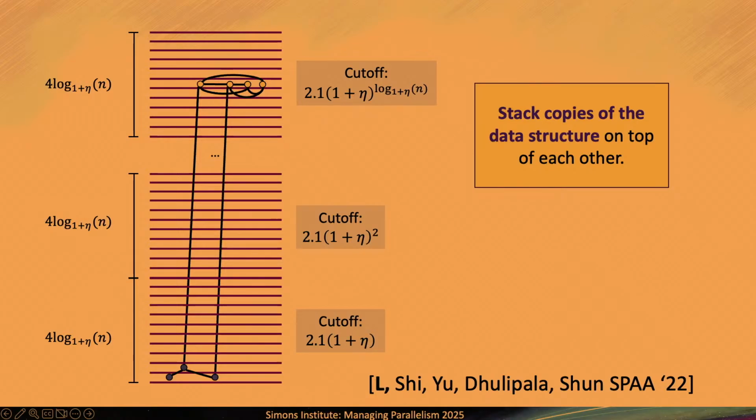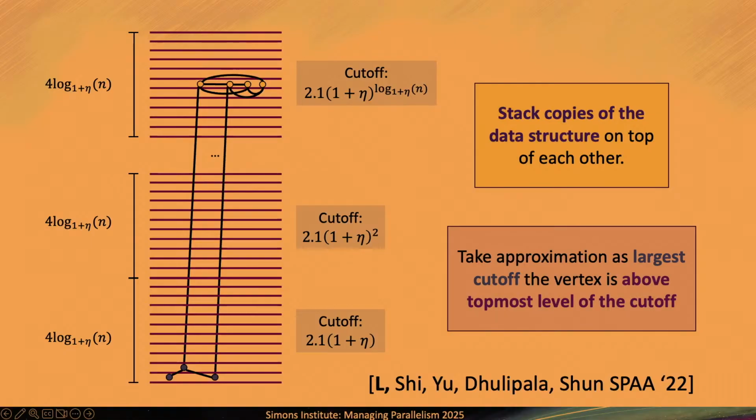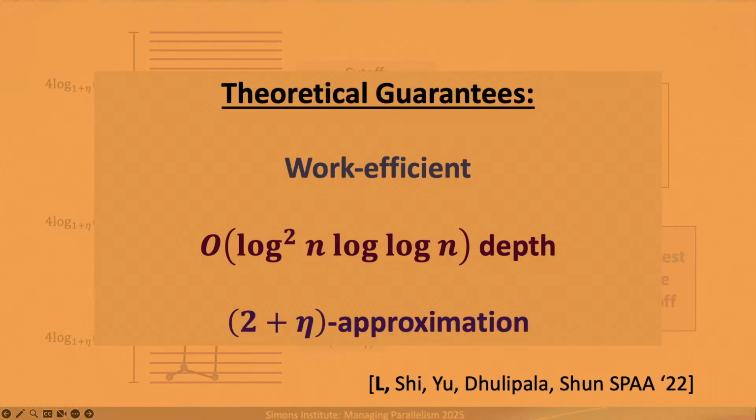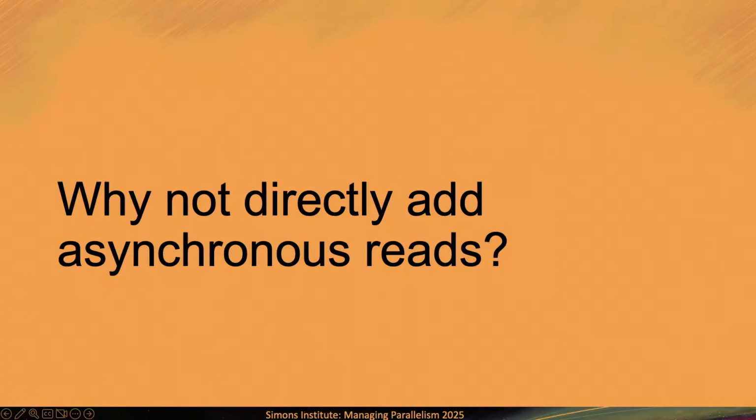Okay? And then your final approximation is the largest cutoff where the vertex is above the topmost level of that cutoff. Okay, so here are some previous theoretical guarantees. It's work efficient, so it's best. It takes an amount of work that's asymptotically the same as the best known sequential dynamic algorithm, and it has polylog depth. So the question here is why can we not just directly add asynchronous reads?